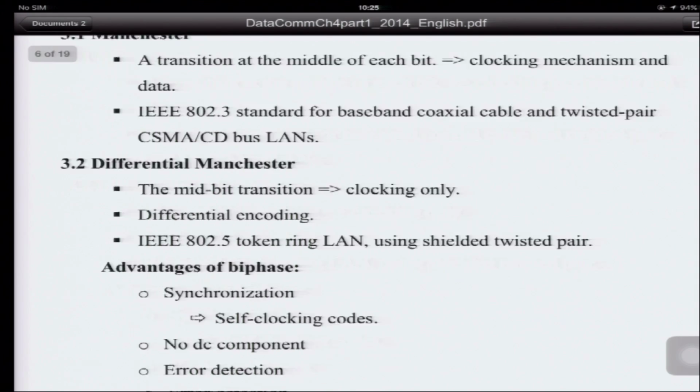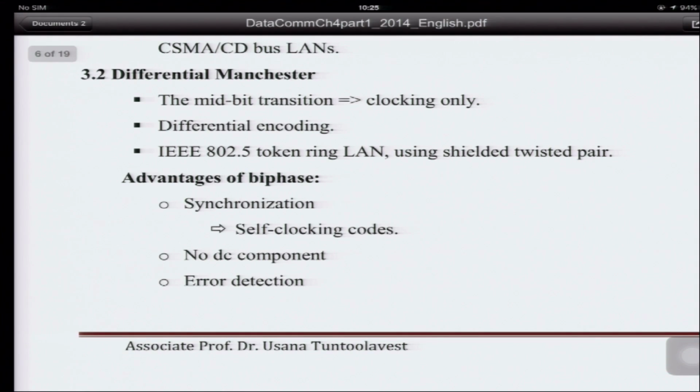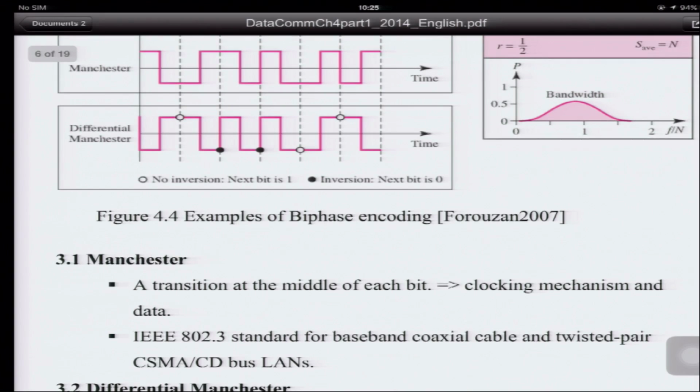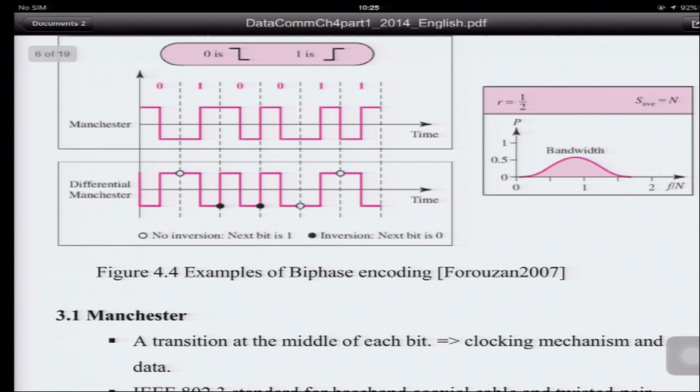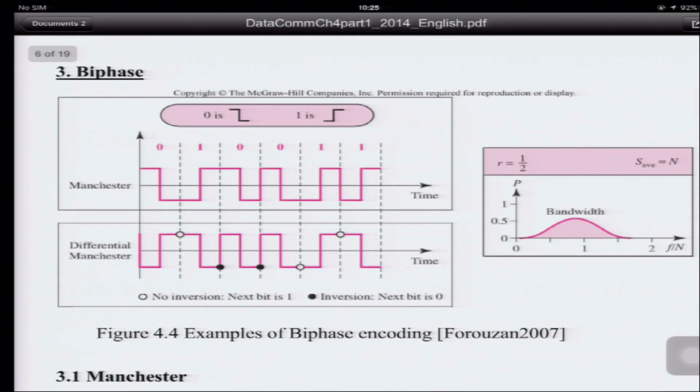The differential Manchester also has applications for the LAN, which is the IEEE 802.5 token ring LAN, that uses shielded twisted pair. So this is standard for LAN. We use the Manchester for LAN because LAN is local area network, right? So it sends for short distance, because you use more bandwidth, so you don't want to send for long distance, because you will use a lot of resources. So this one is used for local area network or for short distance.